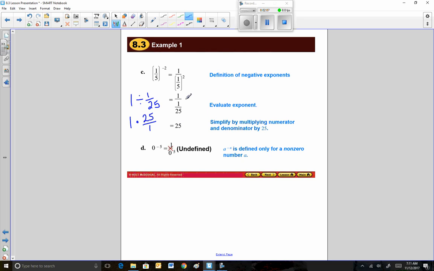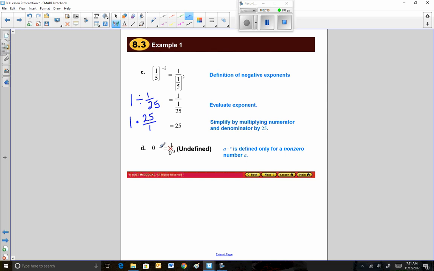All right, so if you ever get a fraction like this and you have to bring it down to the denominator, then basically you have a division problem. 1 divided by 1/25. So then never divide by fractions. You have to multiply by the reciprocal. So 1 times 25 over 1, and you get 25.